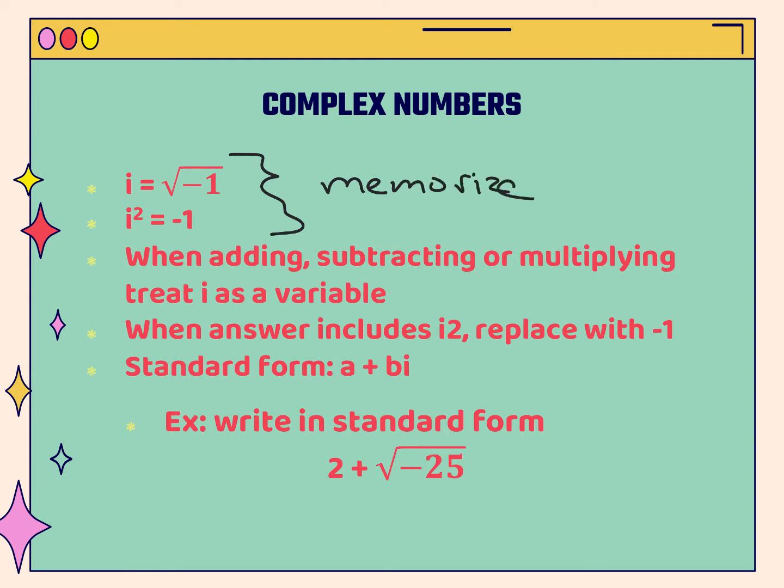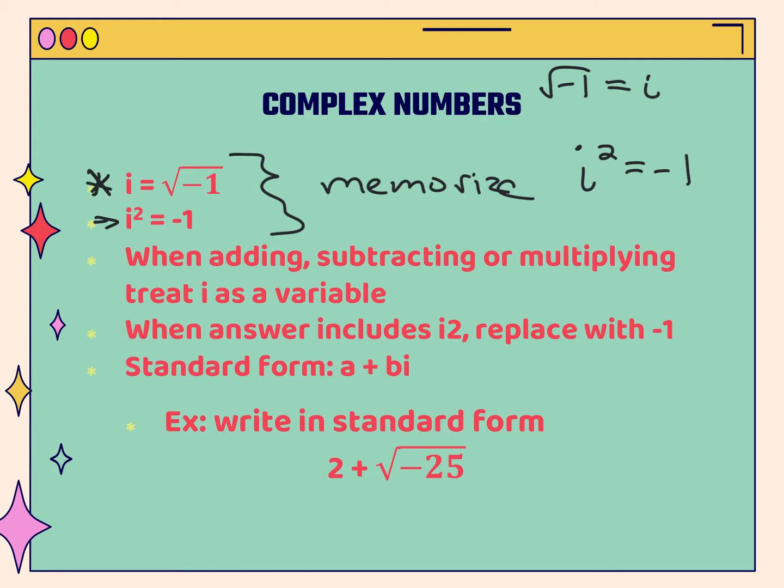Now I know this one right here, it's kind of hard to tell, but this is an i squared. So i squared is equivalent to -1, and the square root of -1 is equal to i. So you need to memorize these two facts here.